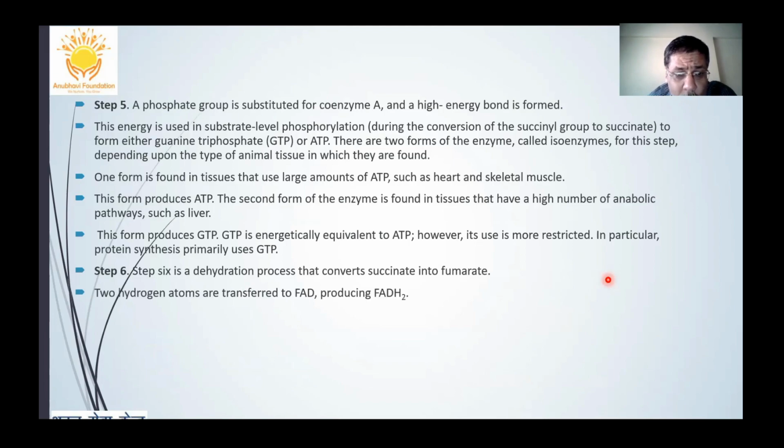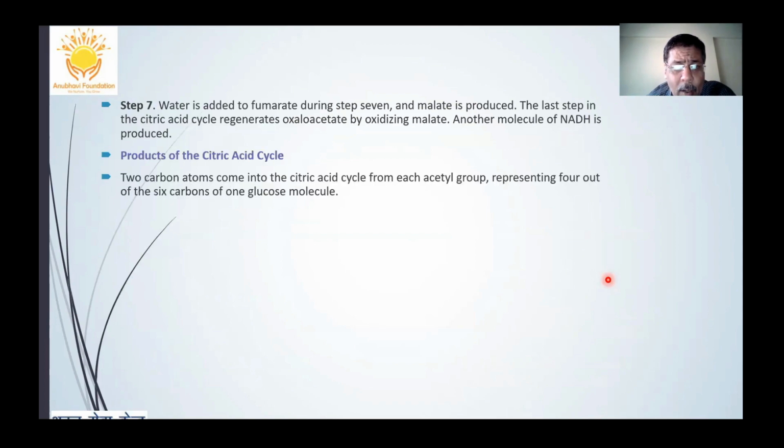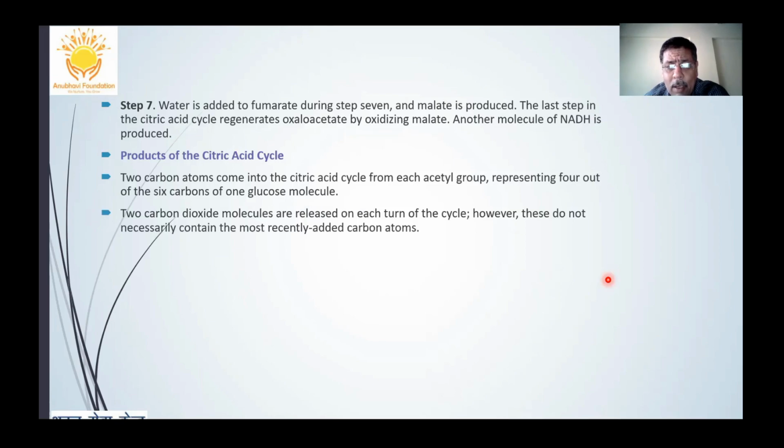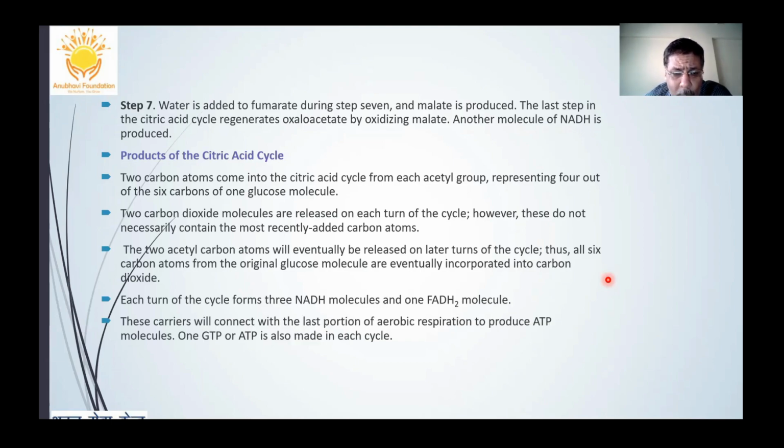So this is what is happening, and in this way it is called a cycle, because the byproduct, that is oxaloacetic acid, is regenerated, which will combine with the next molecule of acetyl coenzyme A to form citrate. Thus it goes on, and therefore it is called the citric acid cycle or the Krebs cycle.